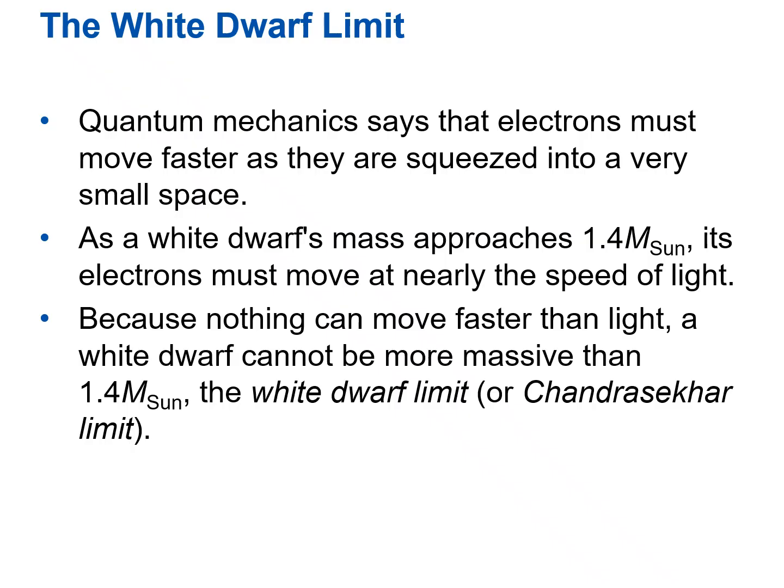So because nothing can move faster than light, a white dwarf cannot be more massive than 1.4 solar masses. We call that the white dwarf limit. We call it the Chandrasekhar limit. That's the official name of it. But for this class, we'll call it the white dwarf limit.